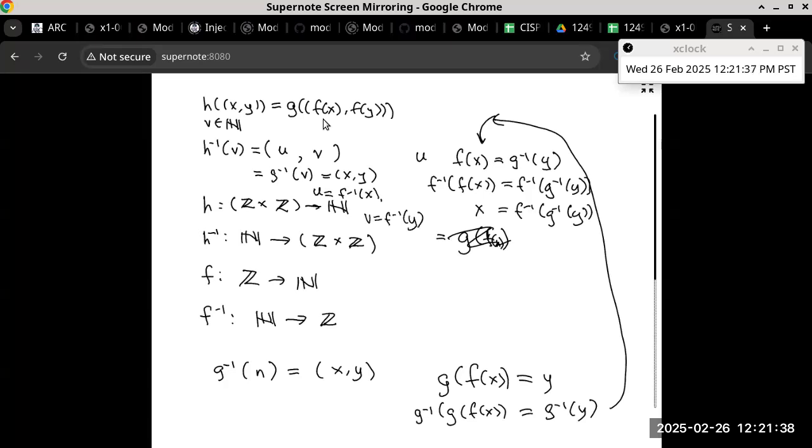Yep. Say that one more time. Are you talking about the right hand side or the left hand side? You mean this part here? Oh, this part? What was the question again? Yes.